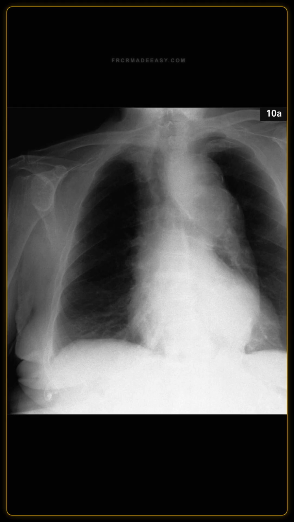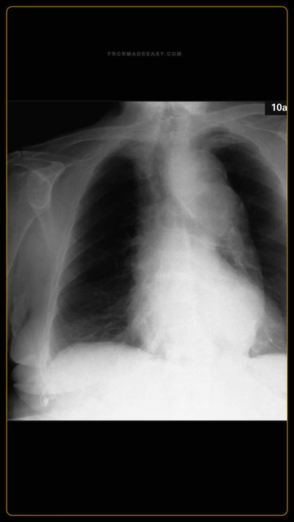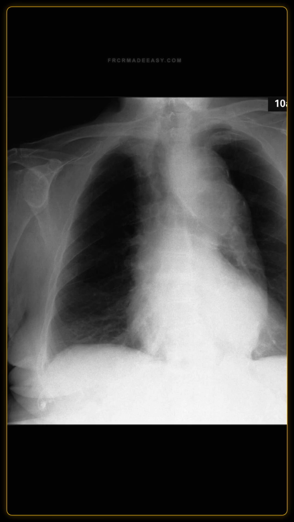A 76-year-old male presented with chest pain. I am showing you his chest radiograph. Describe the findings.